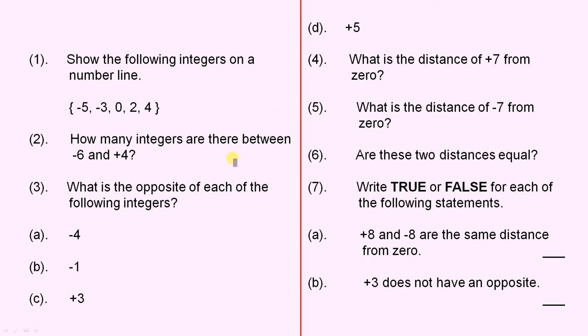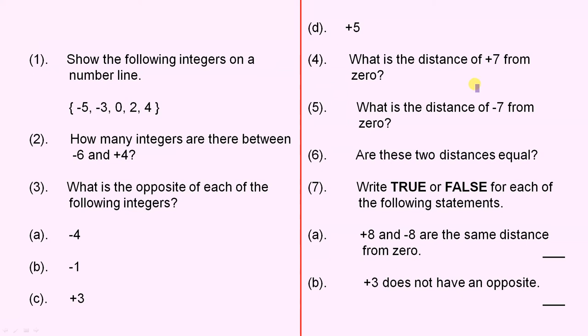How many integers are there between -6 and +4? And here we have 4 separate questions. What is the opposite of each of the following integers? -4, -1, +3 and +5. Sometimes we say -4 and -1. We're allowed to do that.